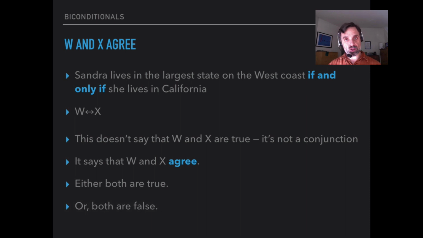So this is not a conjunction. It doesn't say that W and X are true. It says that W and X have the same truth value, that they're both true or they're both false, that they agree. That's what the biconditional says. So in the next video, I will talk about derivation rules and strategies for working with biconditionals, and then we'll have an examples video showing some derivations with biconditionals.